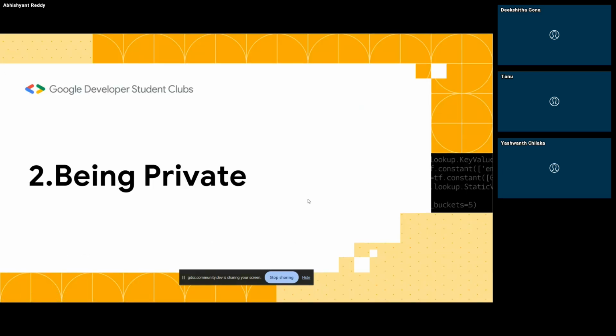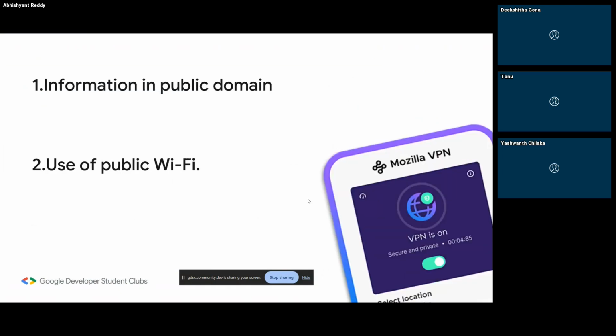The second step is being private. Every one of you has an Instagram account, I hope, or a Facebook account, a WhatsApp account. There is so much of your information in the public domain, right? Just think about it. How much have you posted and how much of your information is available in the open source? So it is important that you keep it very limited.